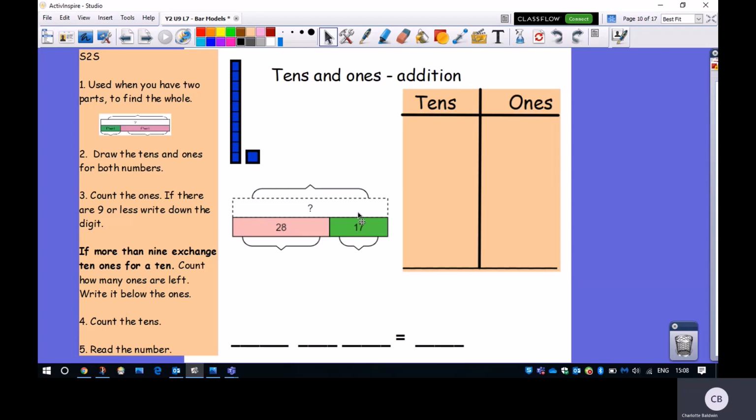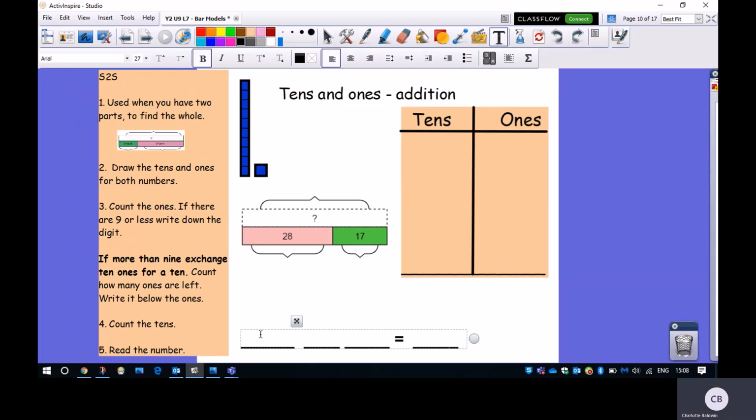Say it with me: two parts, no whole, addition. Yeah, spot on. Two parts, no whole. It's an addition question and we're going to have to draw the tens and ones for both numbers. So we draw both parts for addition, and the first number I've got is 28.